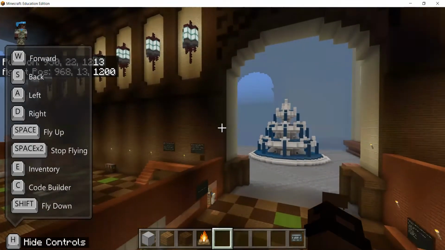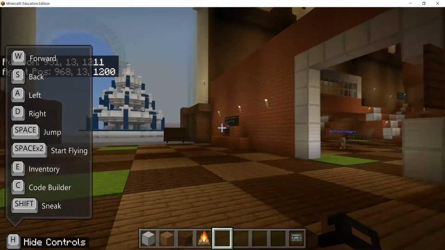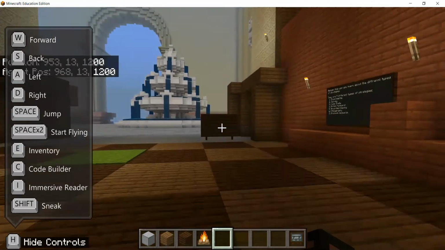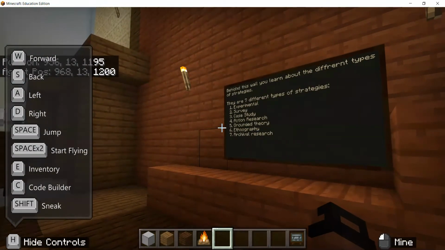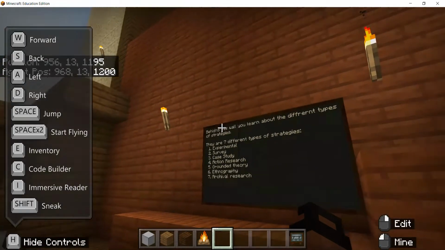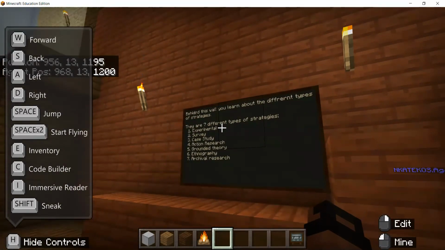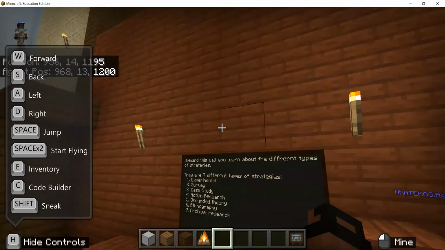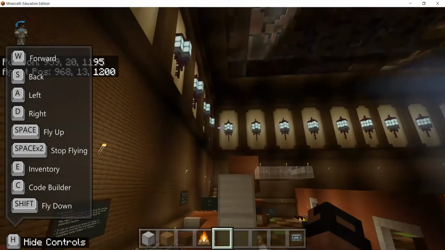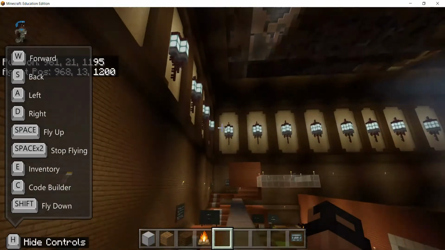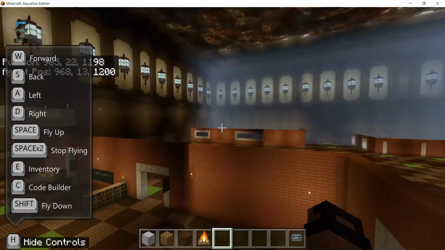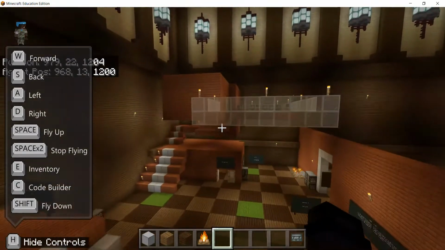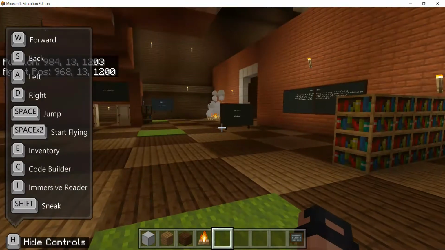So what is the next room about? There we go. So behind this wall, you will learn about the different types of strategies. So there are 7 different types of strategies. We have our experimental, our survey, our case studies, our action research, our grounded theory, our ethnography, and archival research. Okay. So in this room here, we're going to explain those strategies.